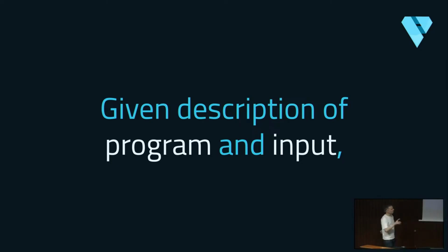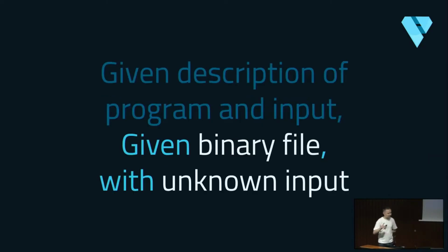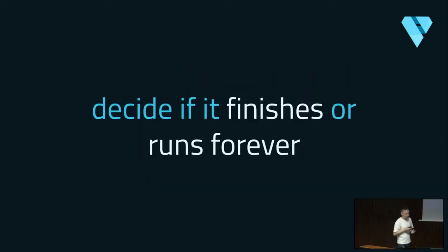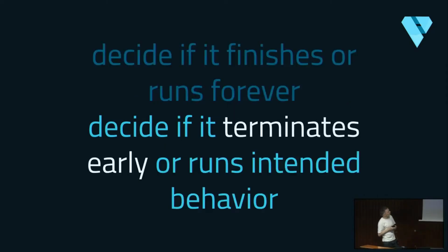So we start with the first part of the halting problem, given a description of a program and input. This could be translated into given a binary file, because basically the binary file we can decompile, and that can be sort of our description of the program. And we don't really know the input, for the most part. And then the last part of the halting problem, decide if it finishes or runs forever, could be transformed into decide if it terminates early or runs intended behavior.